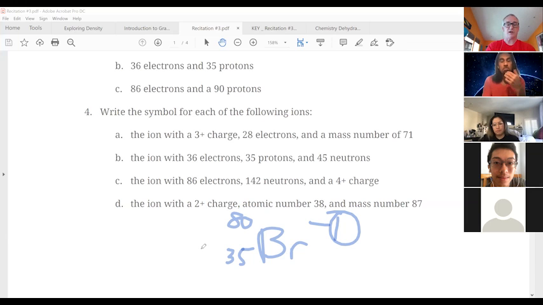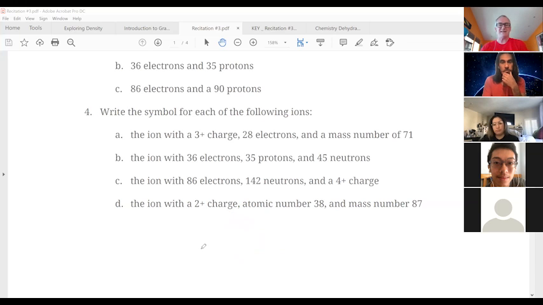All right, so number 3, we've got 86 electrons, a whole ton of neutrons, and a +4 charge. So first of all, what element do we have? Thorium. Yeah, thorium. Right. So what's its atomic number?